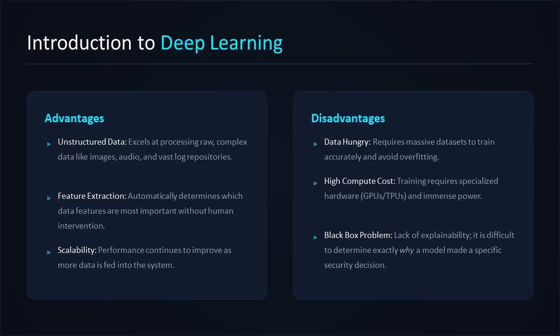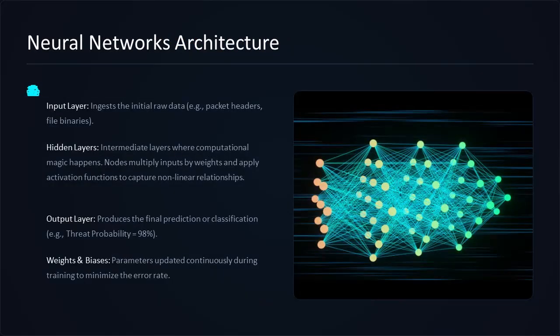Input layer: ingests the initial raw data, for example, packet headers and file binaries. Hidden layers: intermediate layers where the computational magic happens. Nodes multiply inputs by weights and apply activation functions to capture nonlinear relationships. Output layer: produces the final prediction or classification, for example, threat probability equals 98%. Weights and biases: parameters updated continuously during training to minimize the error rate.